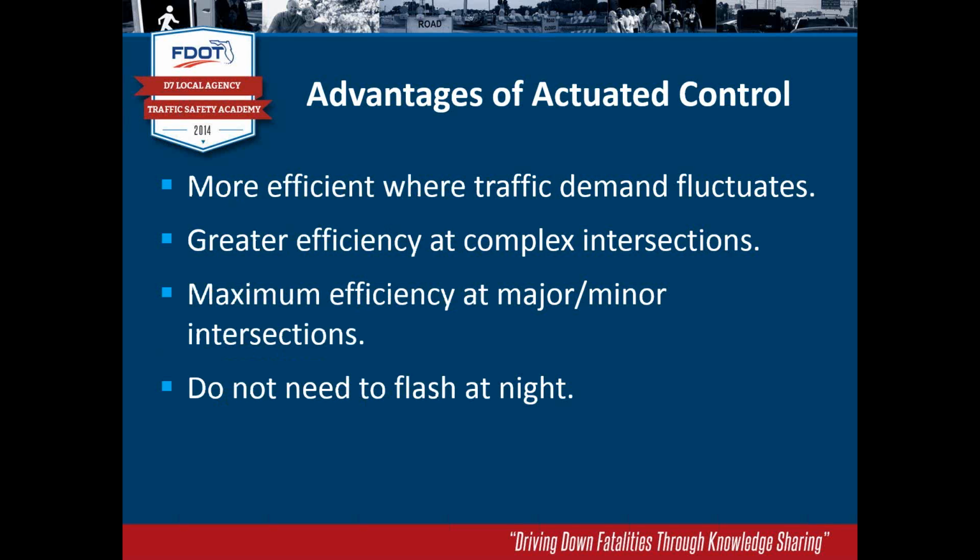The advantages of actuated control: where you have a lot of fluctuation in your traffic demand, they're really best for that, because they adapt the green time to where traffic is detected. You get much greater efficiency where you have complex intersections, with a lot of strange movements, or you've got more than 4 legs to an intersection. Certainly they give you much greater efficiency at that kind of thing. And they work very well where you have one big major arterial and fairly minor side streets. And the last bullet here, they do not need to flash at night.